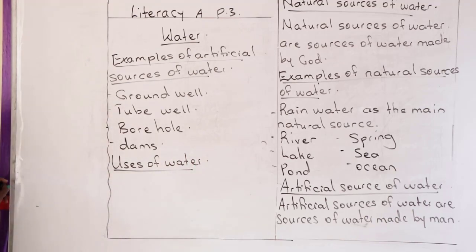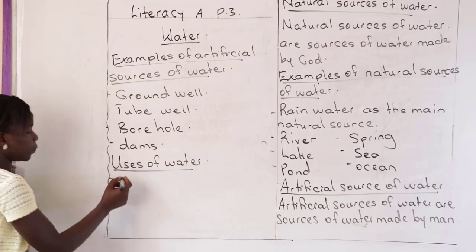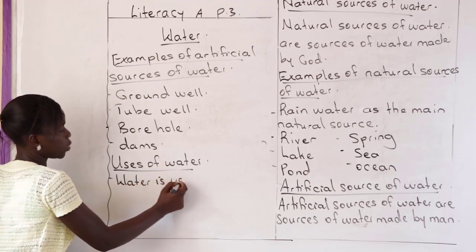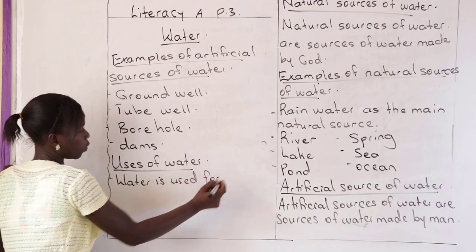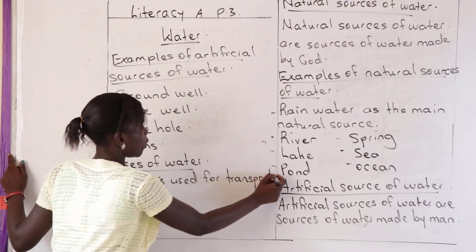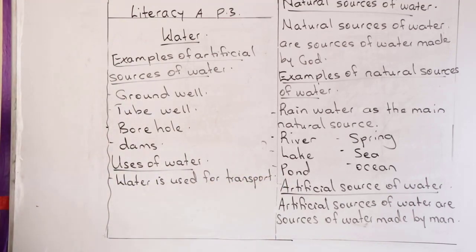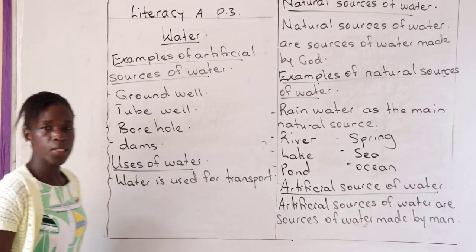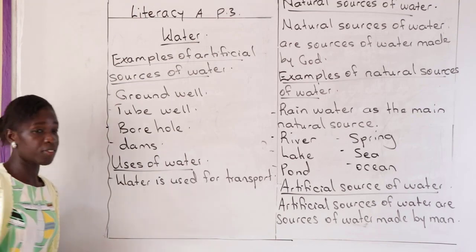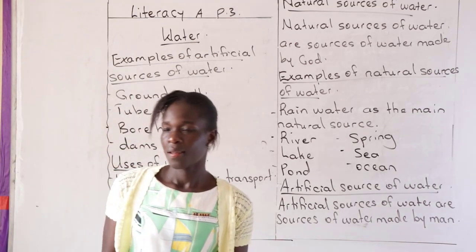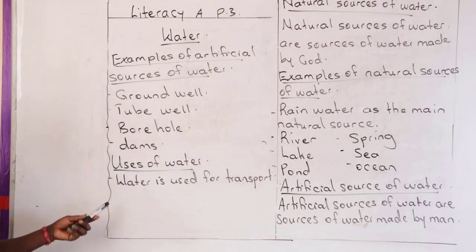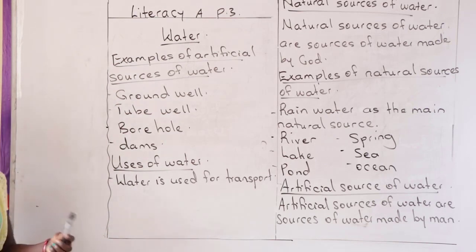Uses of water. What are the uses of water? One, water is used for transport. For example, the water in the river and the lake is used for transport, especially by transport means like the ferries, the boats, the yachts, and many other means of transport that travel in water. So for them, water is used for transport.